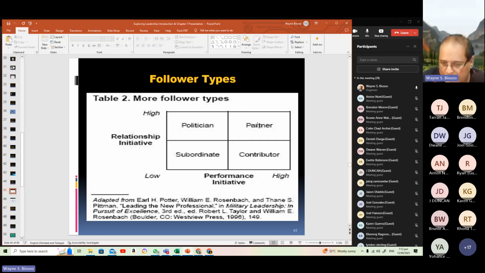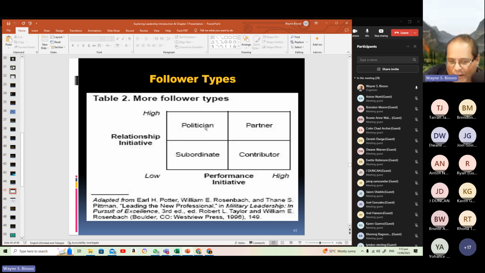So if you look at a partner, partners are people who are high in both relational and performance. Generally, partners are people who you could put in charge of a lot of the project because they are good at both elements. A politician is good at the relational part, but they're very bad at the performance part. So you might find, like in a group project, you have somebody who's really good at the presentation element, but they're real bad at the research aspect and the writing aspect.